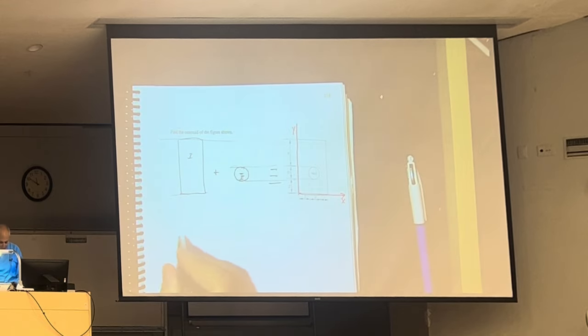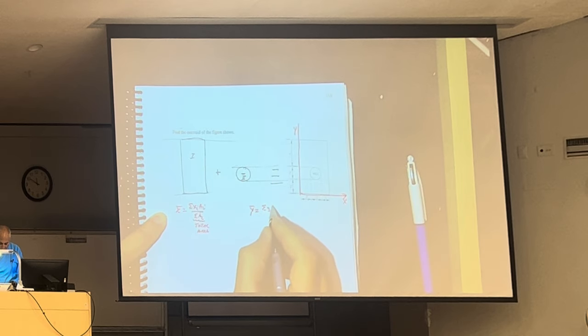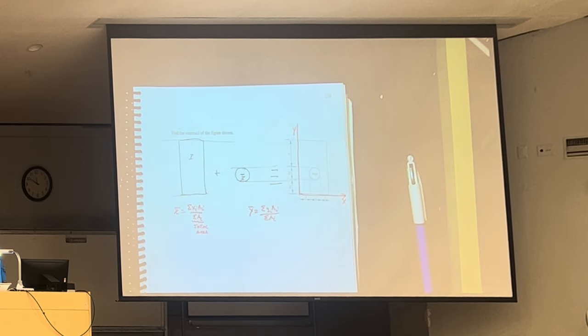So I'm going to calculate, remember, x bar is summation xi ai over summation ai. This denominator is total area. Same thing with y bar, summation yi ai over summation ai. Well, the total area is area 1 plus area 2. This is 5 plus 1, 6.